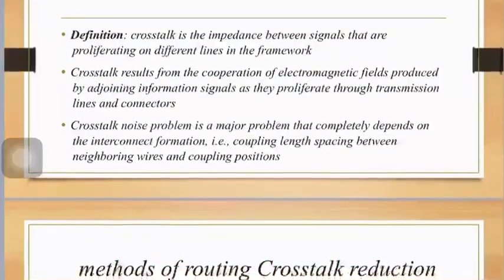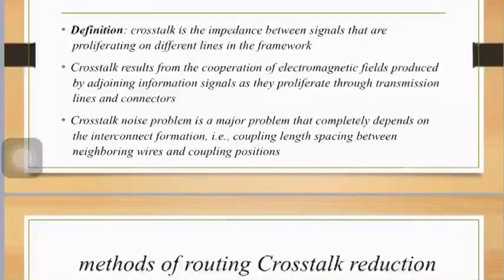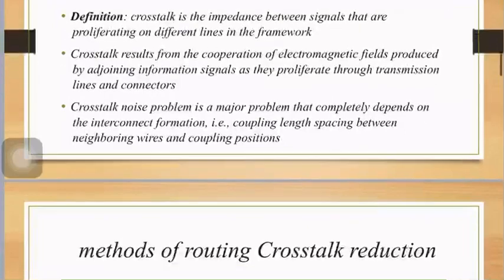Here is the introduction. What is crosstalk? Crosstalk is the interference between signals that are propagating on different lines in the framework. Crosstalk happens when the electromagnetic fields of two signal lines interact with each other, a noise is generated due to disturbance of signals and signal lines, and hence crosstalk is produced. This crosstalk disturbs the incoming signals at the receiver, and hence the information is not properly gathered, so it is important to reduce this crosstalk.